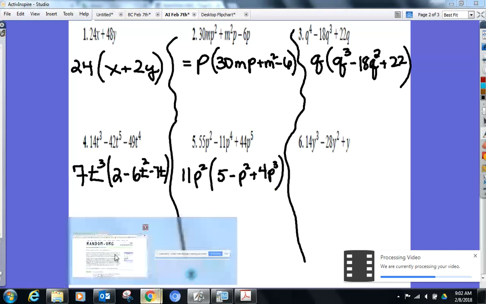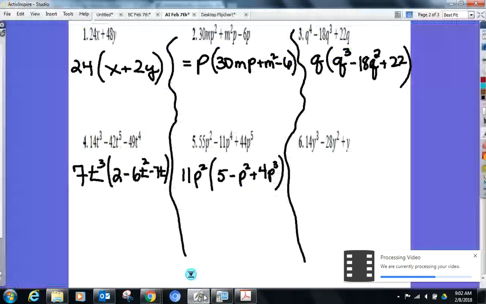What's your GCF on 6? And that'll be 18. What's your GCF? Taking out a y. That's all I could take out. No number. All right, here we go. I'll do this one. So you took out a y, so you're left with 14y squared. No big deal. Then you did minus 28y.